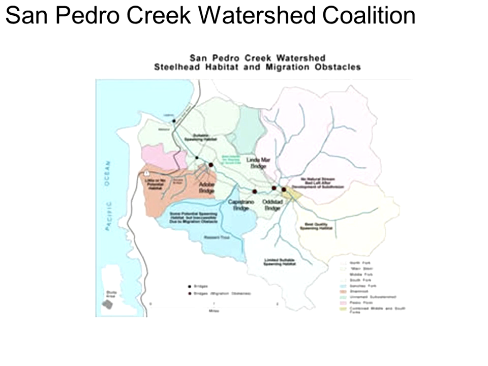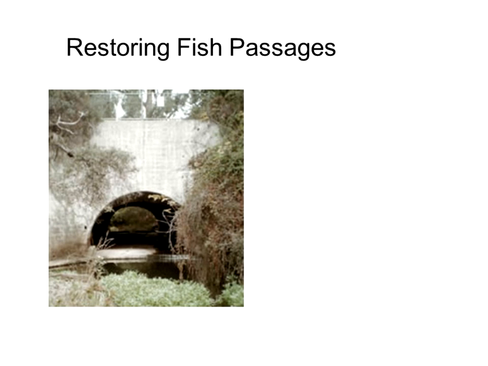This is a map of the San Pedro Creek Watershed Coalition, where they're doing the restoration in Pacifica, and I've put a link to their website in your FYI section to look at that. And this is an example of a rebuilt bridge system that allows fish to move up that creek.